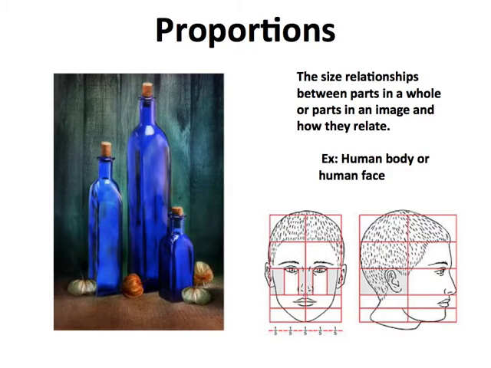Proportions refer to the size relationships between parts in a whole or parts in an image and how they relate. So for example, we might be talking about facial proportions, but proportions relate to still life drawing as well. If I were to draw these bottles, I would want to make sure that I'm drawing them accurately, not too tall or not too short and not too wide.